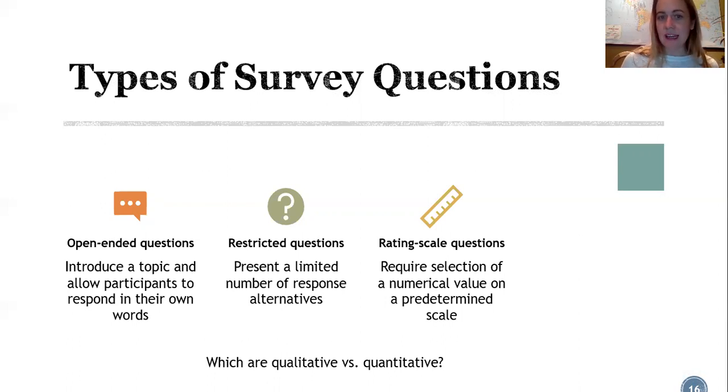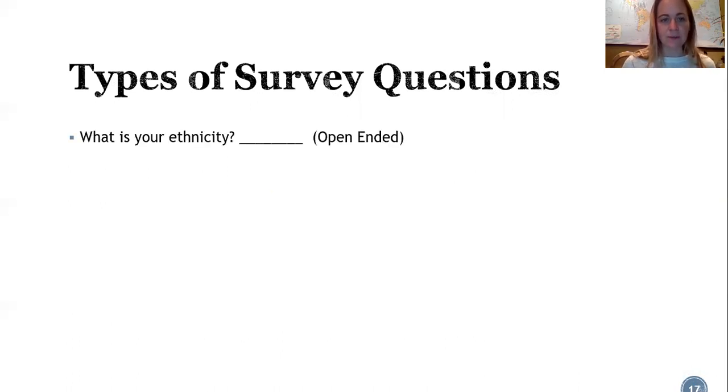Which of these are qualitative? Which of these are quantitative? Well, the open-ended questions are much more qualitative, and these other options are much more quantitative in nature. I'm going to give you some examples of these now.